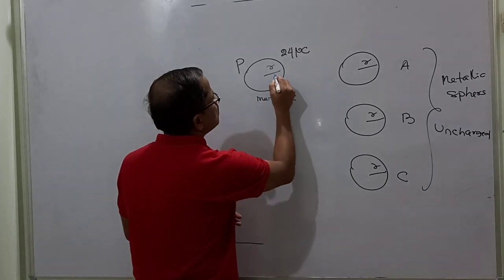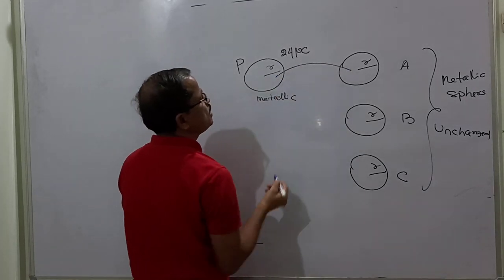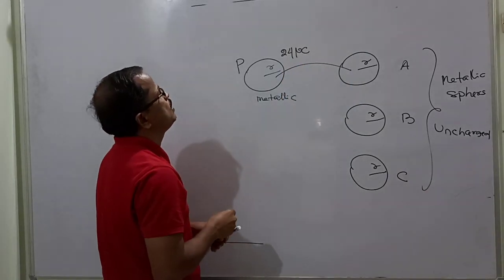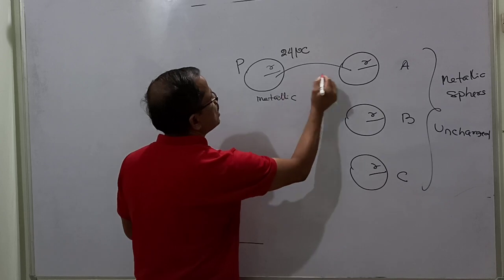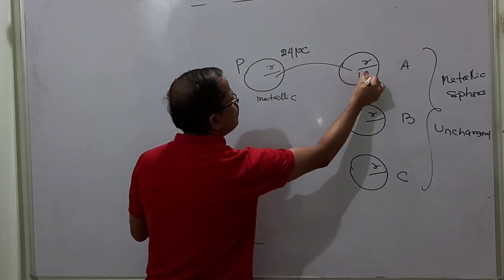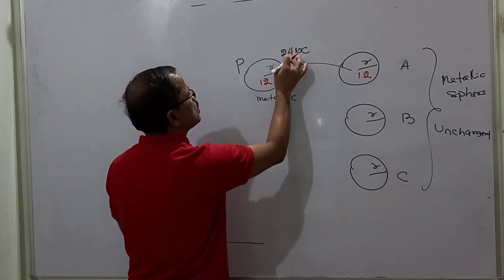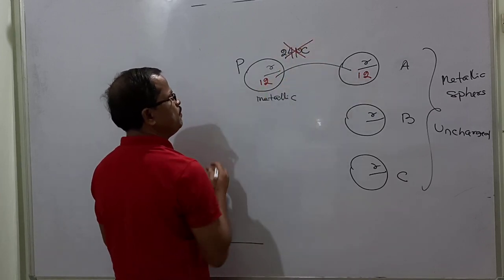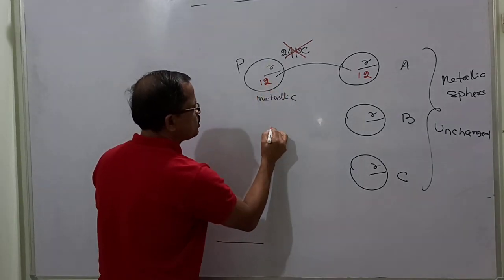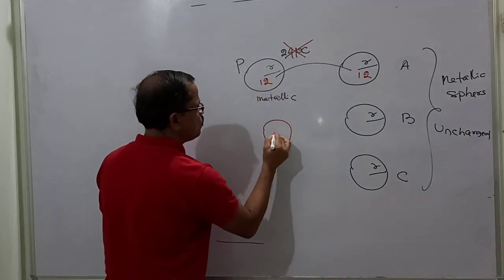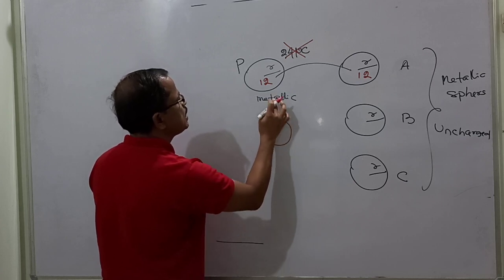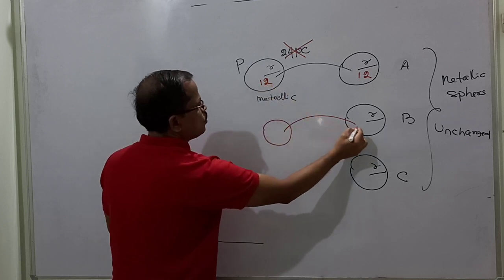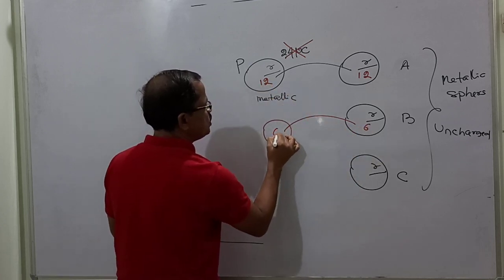Now first P will be kept in contact with this sphere. When P is kept in contact, they will share the charges equally. Then how much charge will be here? The charge will be 12 and 12, the total being 24. So it will be shared as 12. Now this sphere P comes to B. Initially it has charge 12. When it comes in contact, out of the total 12, here it will be 6, and again 6.